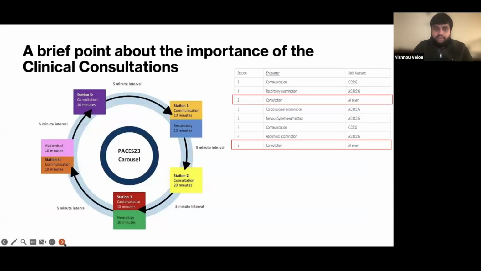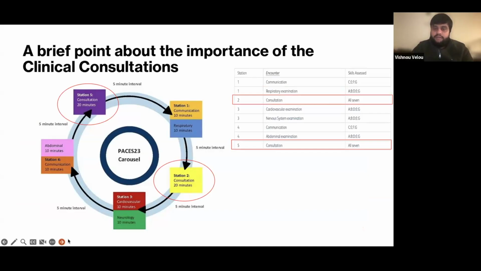Just as a brief reminder, in case you're sick of this already, this is the PACES carousel for the current exam. Station two and station five are the consultation stations. I want to draw your attention to two things. First, their position on the carousel: in that 5 minute interval, you actually get the scenario, so you get that preparation time.